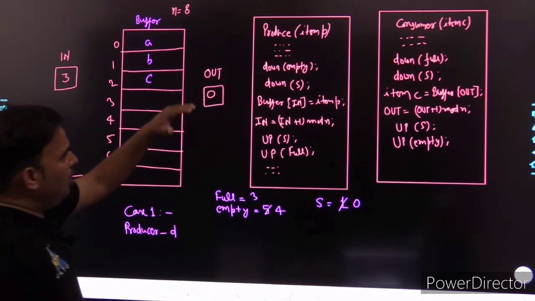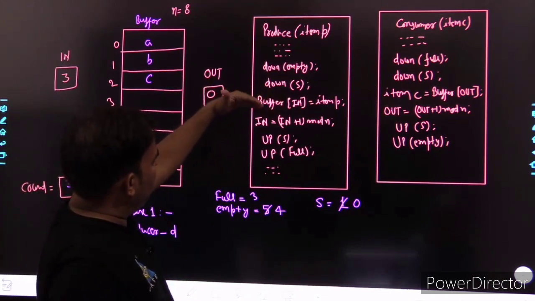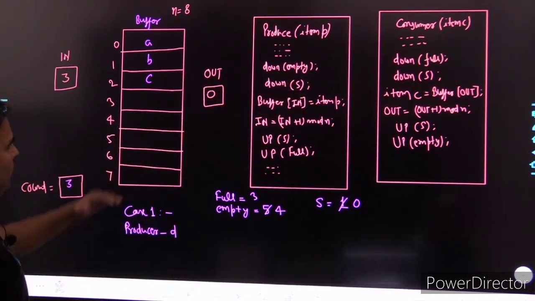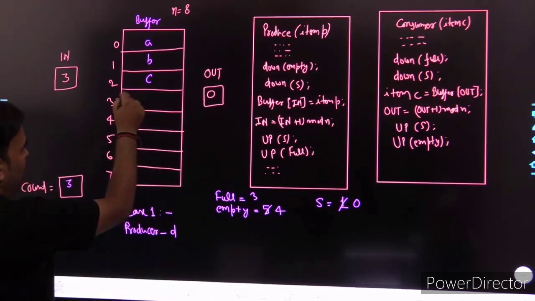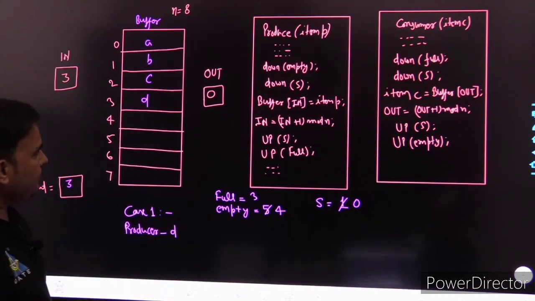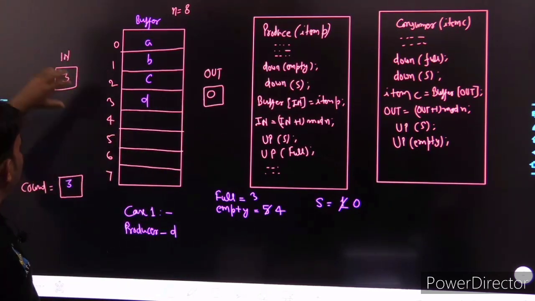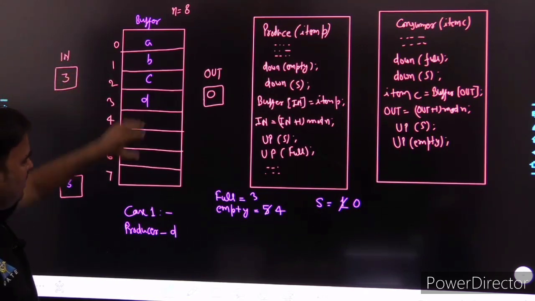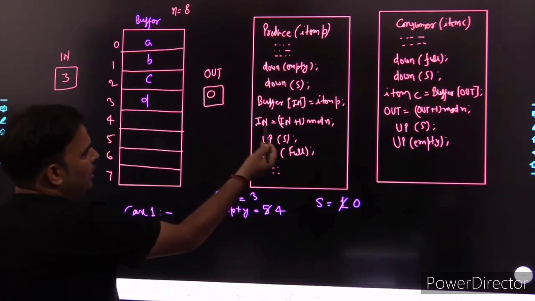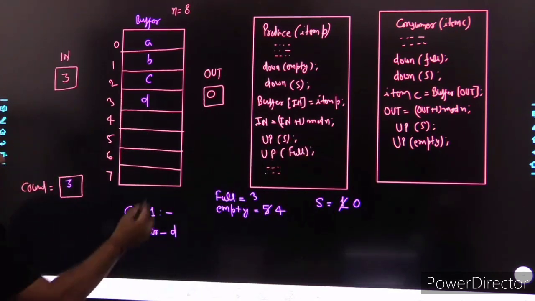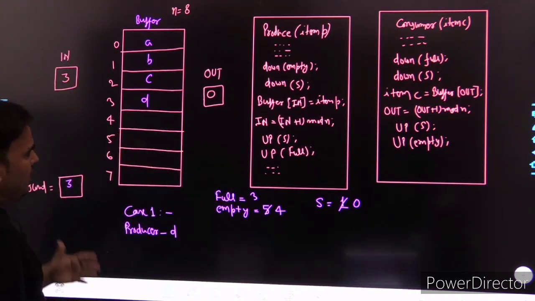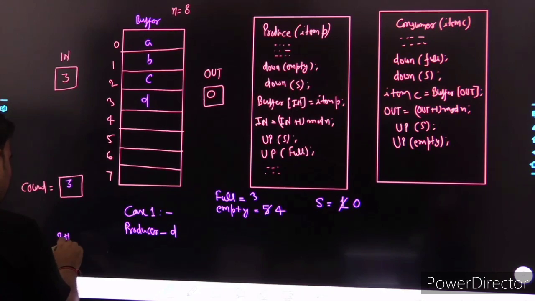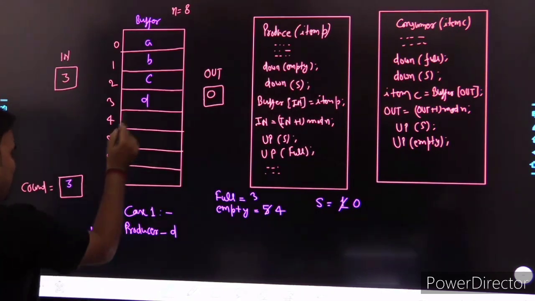So buffer in equal to item P. We need to put this D into the buffer. Buffer in equal to item P means the next empty slot is 3, so at the place of 3 we put this item D. Then what do we need to do? In equal to in plus 1 mod n. So 3 plus 1 mod n, where n is 8.